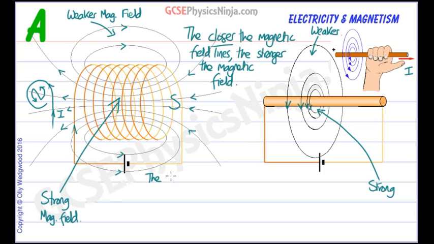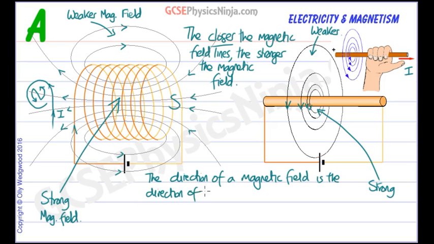So the direction of a magnetic field is the direction of the force on a north pole at that point. So, important definition for you to remember.